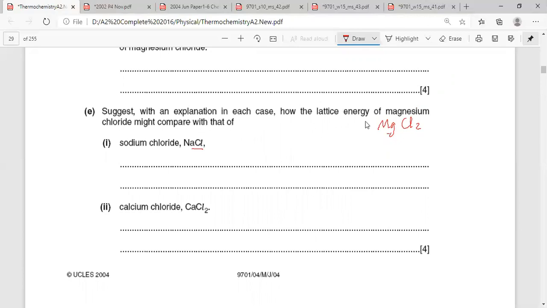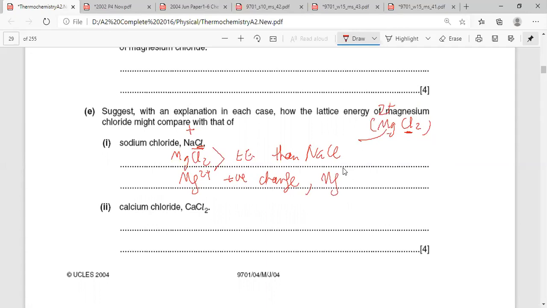Which is bigger? Of course, it's MgCl2. Why? Because Cl is the same. The charge is 2 positive, while Na is only 1 positive. Also, the radius is smaller. So Mg2 plus is greater in lattice energy than NaCl. Why? Because Mg2 plus has plus 2 charge, or you can say Mg2 plus has a smaller ionic radius.